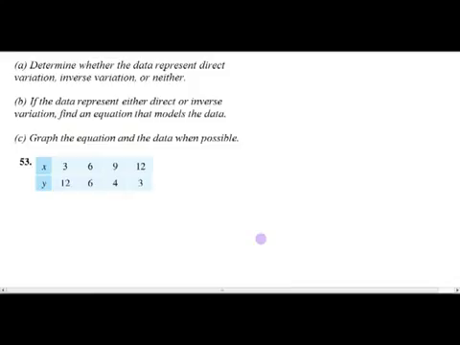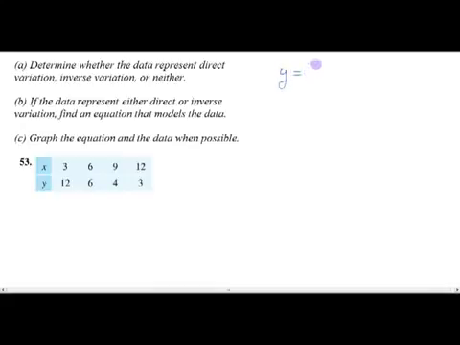Let's look at this data and decide whether it's direct, inverse, variation, or neither. First of all, we're looking at the data and the x is going up and the y is going down. So this can't be a direct model. Remember, with a direct model, when x goes up, y also goes up. The inverse model is when if x goes up, y goes down. So that's what we're looking at here, is probably an inverse model.